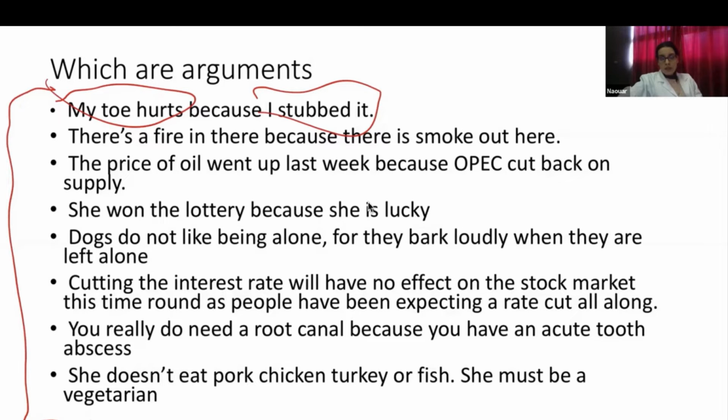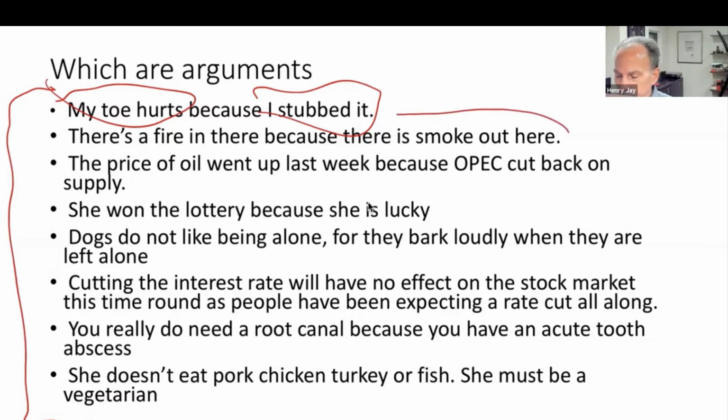Well, what is the point of view here? What is the claim? The claim is the fire. Okay, right. The claim is the fire. It's not a fact. And the reason for thinking that claim is because there's smoke out here. Very, very good. What about the next one?